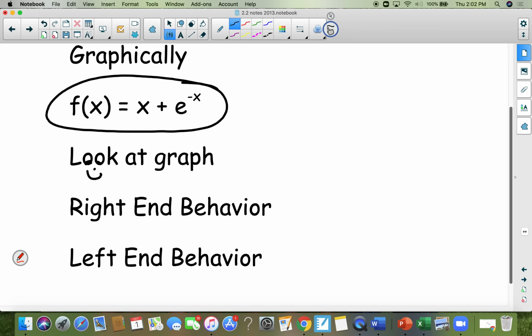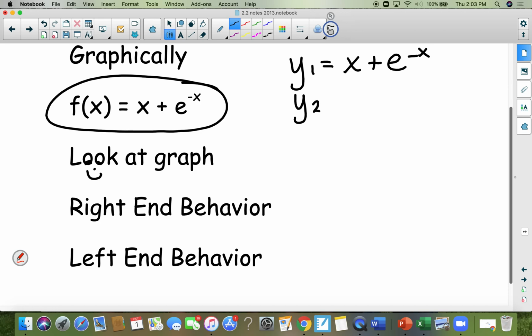Let's see. Under y1, you're going to put in x plus e to the negative x. The e is above the natural log button, right?